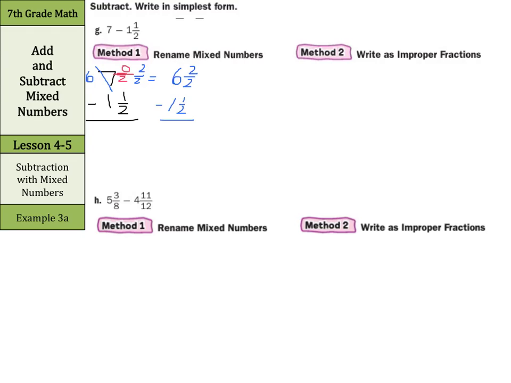2 halves minus 1/2 is just 1/2, as 2 minus 1 is 1. And then our whole number portion, 6 minus 1 is 5. So I have 5 and 1/2.